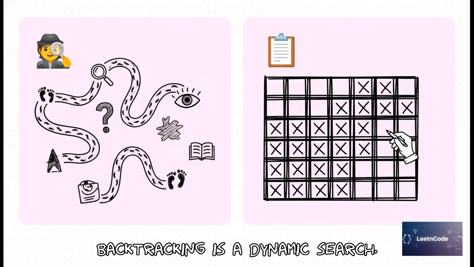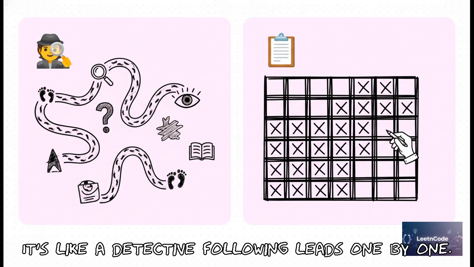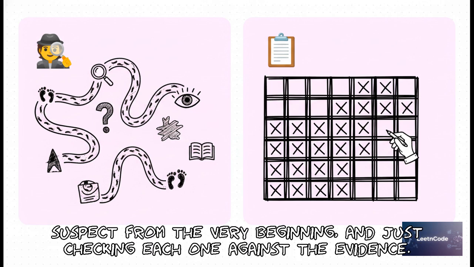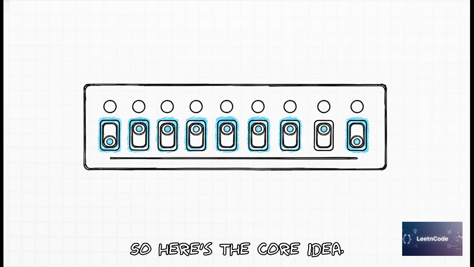Backtracking is a dynamic search. It's like a detective following leads one by one. Binary enumeration, on the other hand, is more like having a list of every single possible suspect from the very beginning and just checking each one against the evidence. So here's the core idea.